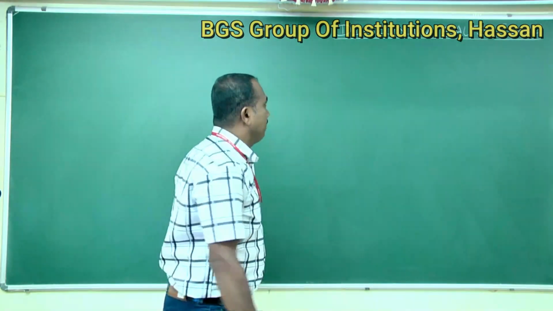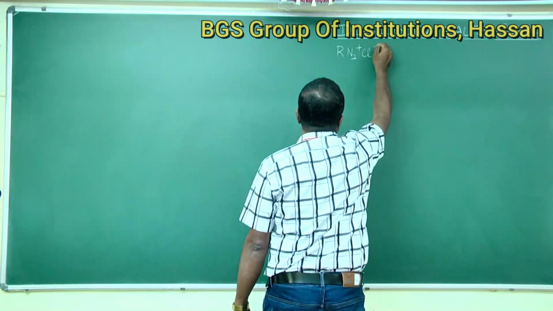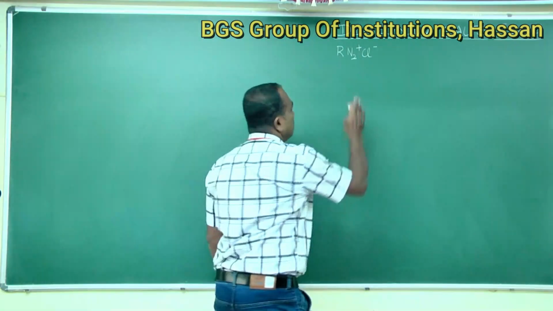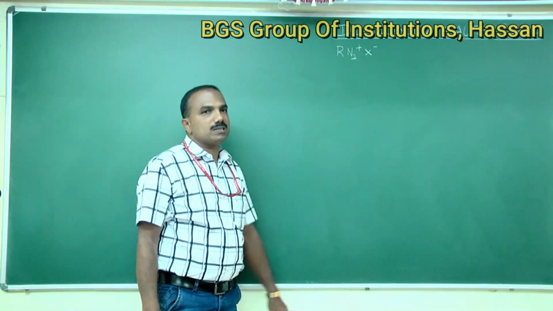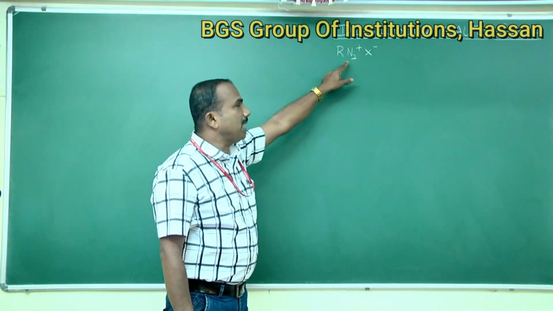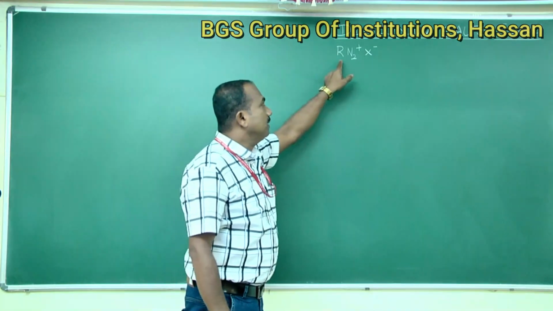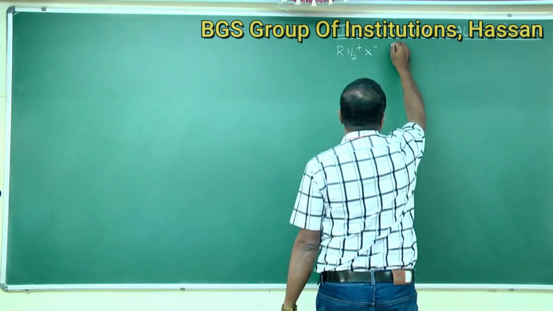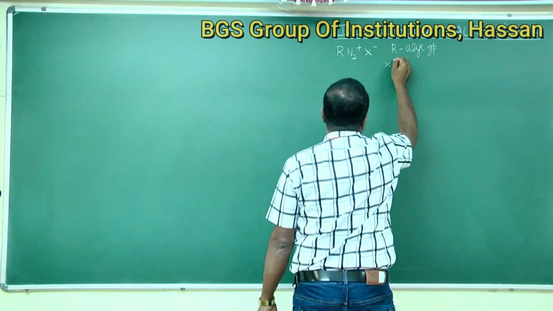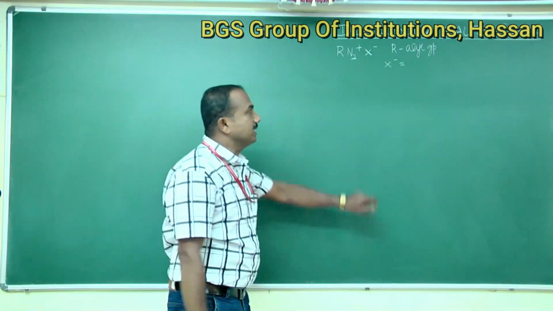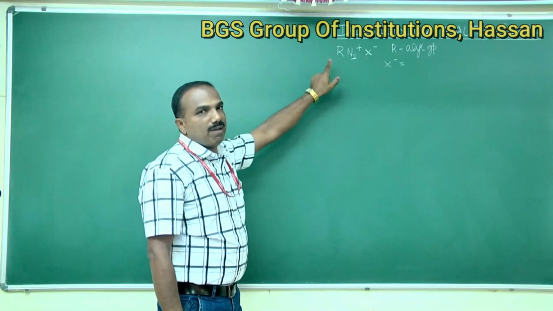Organic compounds having the formula RN2+Cl- or RN2+X- are called diazonium salts, where R is an aryl group and X- is an anion. This is the general formula for diazonium salts. It is asked in the examination: write the general formula for diazonium salts.